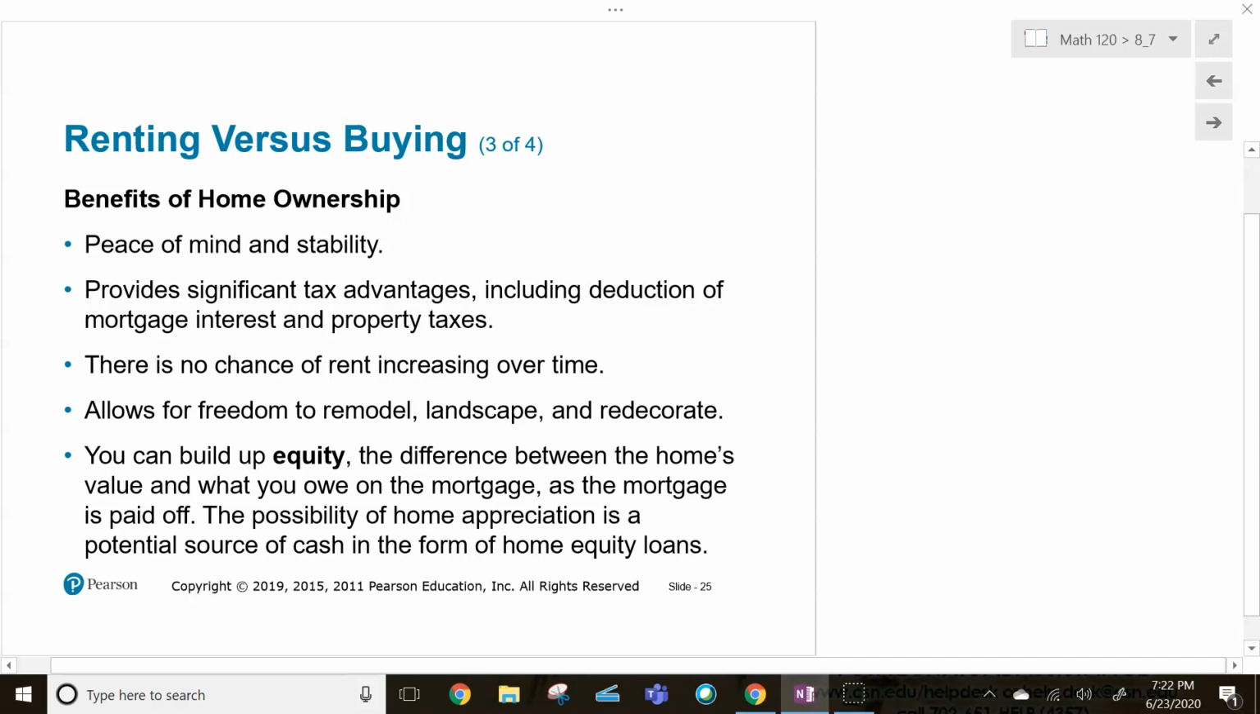I do want to highlight a few of the benefits of home ownership. I think for many people, it's the American dream, but my recommendation is just make sure, because it does give peace of mind, stability. There's definitely some significant tax advantages, deductions on the mortgage interest, and so on. Your rent's not going to increase because you have a fixed traditional mortgage, ideally, and it allows for freedom to remodel, landscape, redecorate. You can build up equity, right?